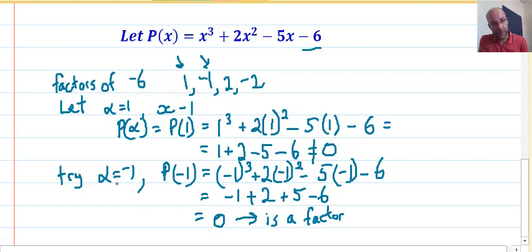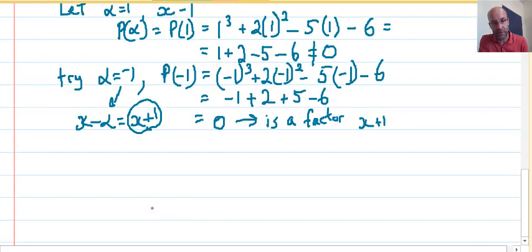So what is a factor? When alpha equals negative 1. So what does that mean? X minus alpha is x minus negative 1, so that's x plus 1. Alright, so x plus 1 is a factor. Alright, so then we can divide this thing by x plus 1.